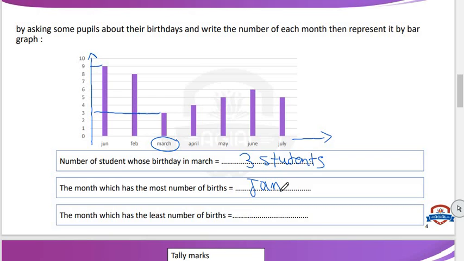Okay, the month which has the least number of birthdays. The least means the smallest number of birthdays. Super, March, because March is just 3 only. So we write March. Remember with me, the most means the greatest, and the least means the smallest. Which asks about names of months? But how many asks about numbers? Do you understand it well?